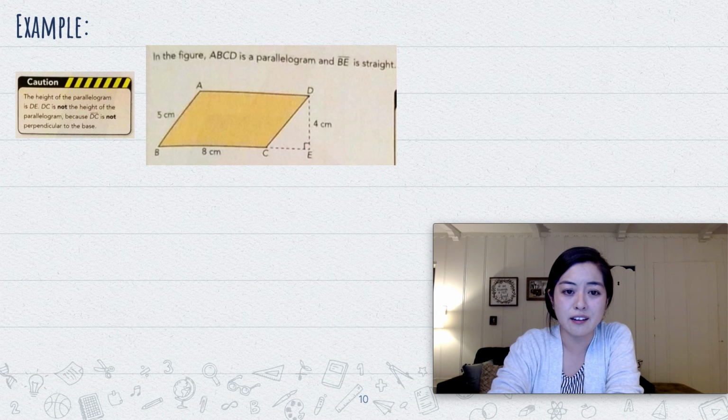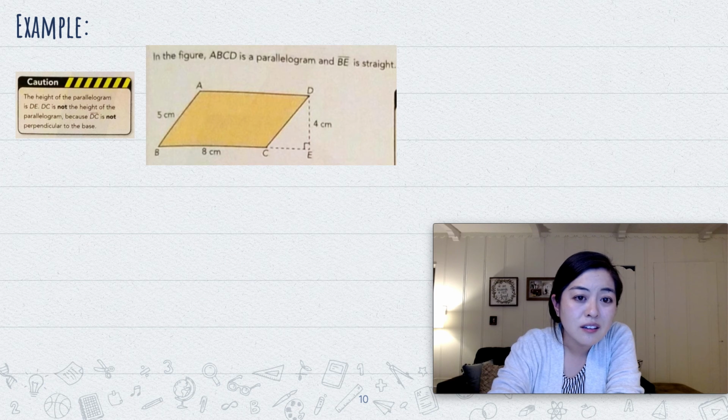First we have to find the height. Which one is the height? Is AB the height, or is DE the height? The height of the parallelogram is DE. DC is not the height of the parallelogram. AB is not the height of the parallelogram because DC and AB are not perpendicular to the base BC of 8 centimeters.